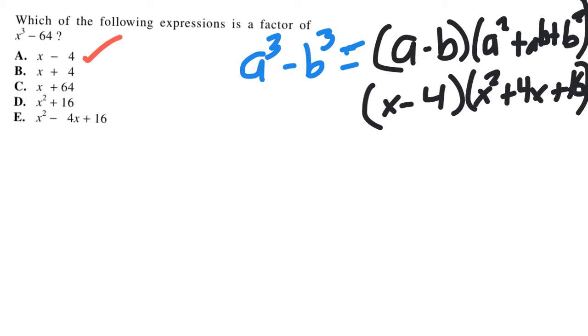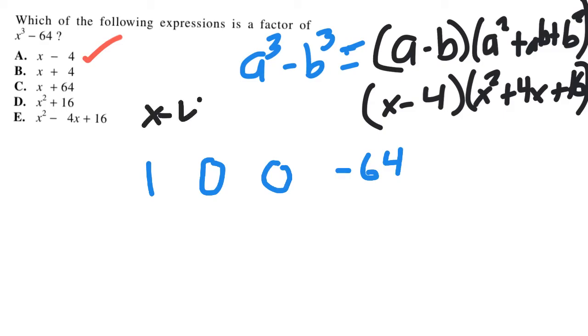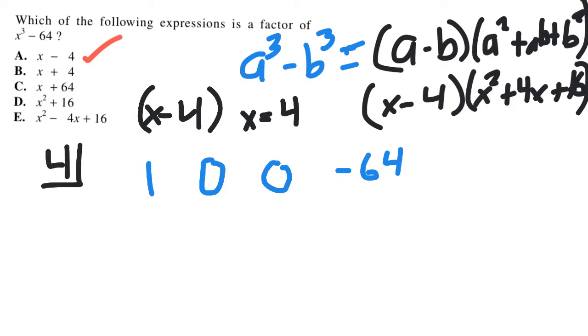So just very quickly, how would we do this as synthetic division? Well, I'm going to write the coefficients. My x cubed coefficient is 1, the x squared coefficient is 0, the x coefficient is 0, and then my x to the 0, or my constant term, is going to be negative 64. And now if x minus 4 is a factor, then that means a root would exist at 4. We just set x minus 4 equal to 0 and solve. So if my root is at 4, I put 4 in the box to do the synthetic division.